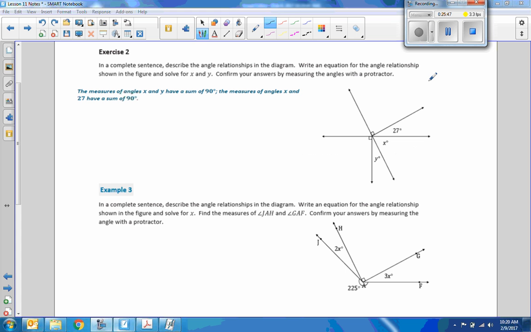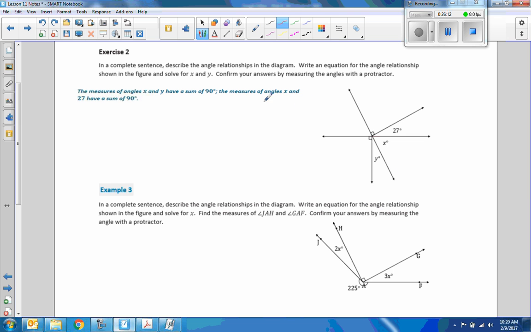Okay, so exercise 2 says in a complete sentence, describe the angle relationships in this diagram. So the measure of angles x and y have a sum of 90. Okay. And how do we know that? This is a straight line. There are 180 degrees in a straight line. This is 90. So if that's 90, 90 plus 90 equals 180. So these two have to add up to 90.